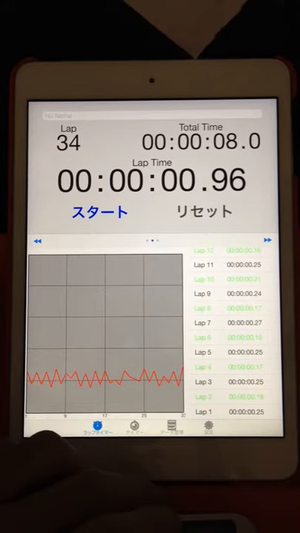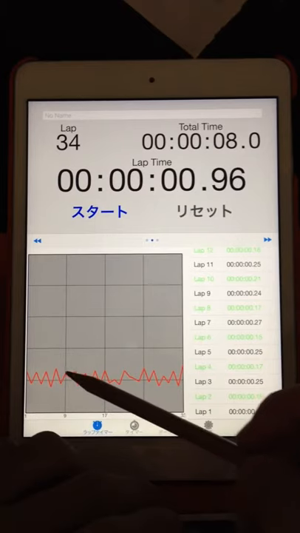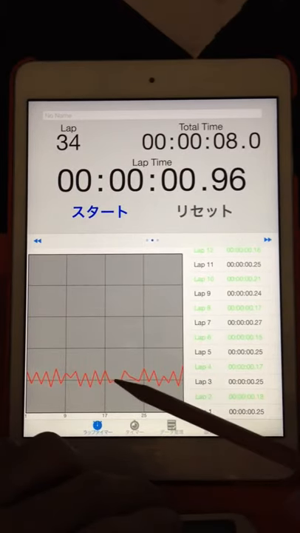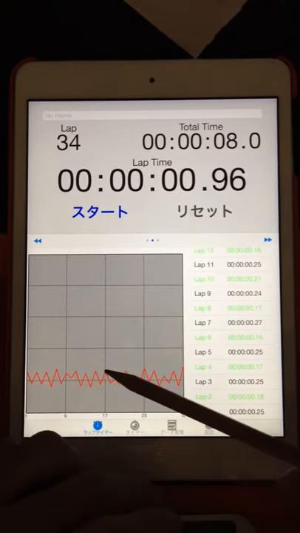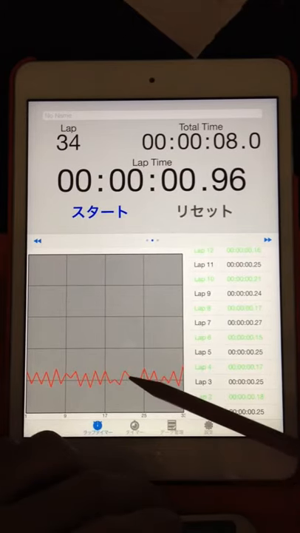0.03 seconds divided by 0.47 is 6%. 6% bounce. And front back, front back, front back, front back. This is reversed bounce.